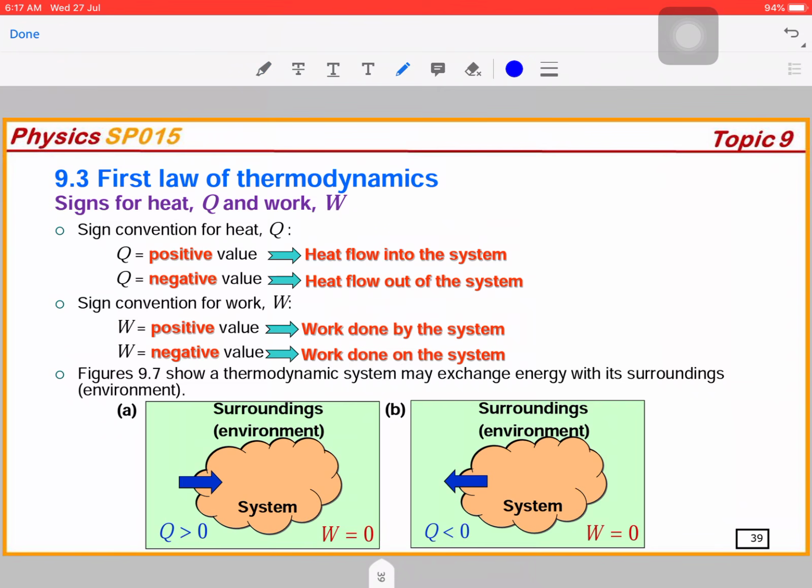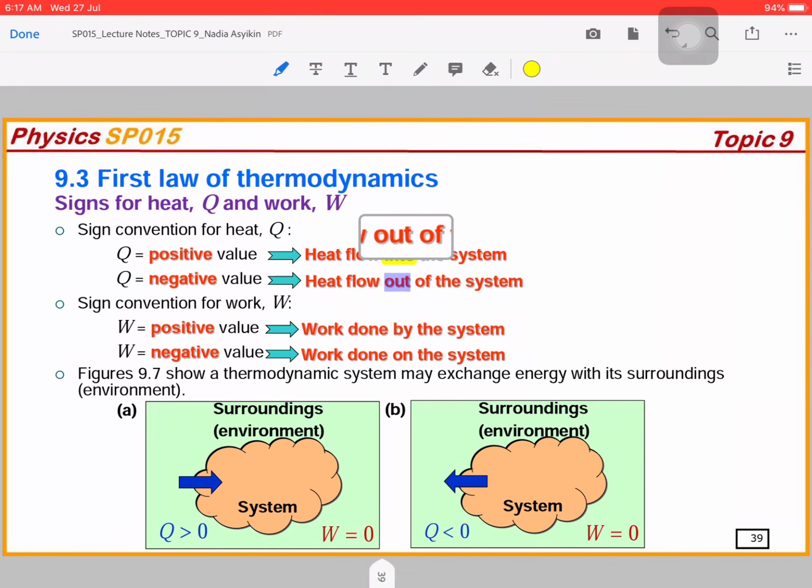And then the sign convention for work: W positive means work done by the system, W negative means work done on the system. So you can highlight the verbs: into and out for heat, by and on the system for work. That is the difference.